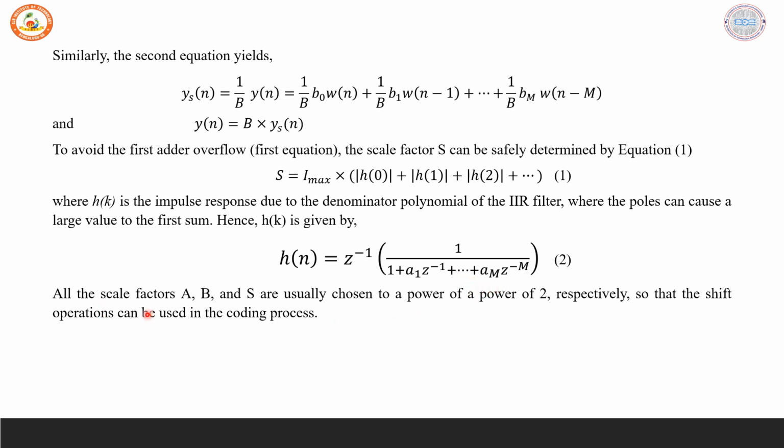All the scale factors A, B and S are usually chosen to be a power of 2 respectively, so that this operation can be easily implemented using the shift operation and hence can be used in the coding process.